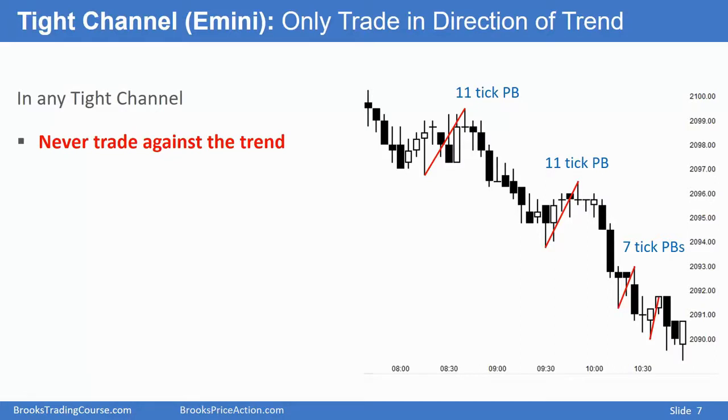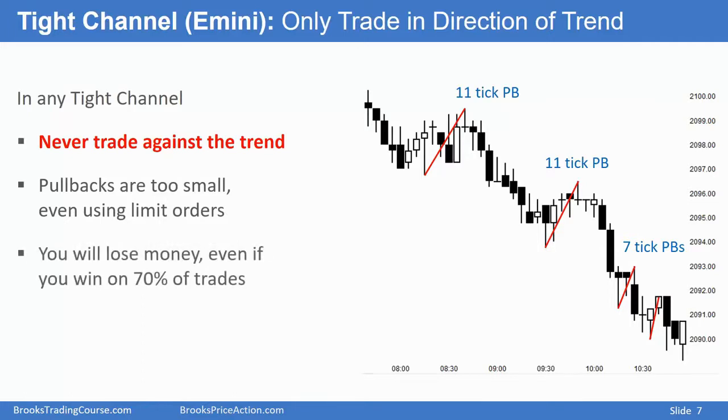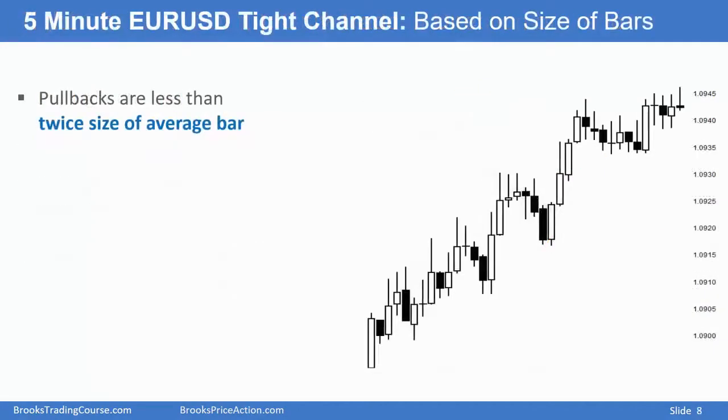And you certainly cannot make money with stop orders if you're buying in a tight bear channel. Pullbacks are too small to make money, even with limit orders. You will lose money. Even if you win on 70% of the trades, the losers are going to be significantly bigger than the winners. You will lose money.